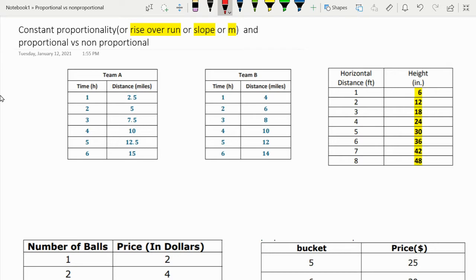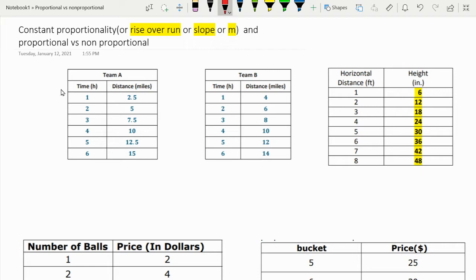All right, today we are going to find out whether or not this table is proportional. And whether it's proportional or non-proportional, I then need to find out the slope, which is rise over run, or constant of proportionality. Then we all mean the same thing. So I need to look at this team A, time versus distance table. Is this proportional or not proportional?